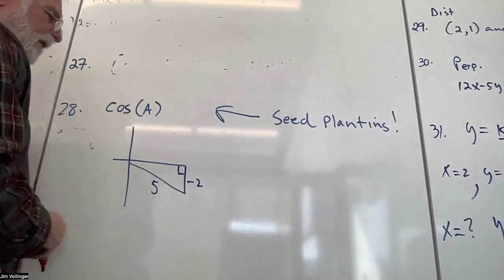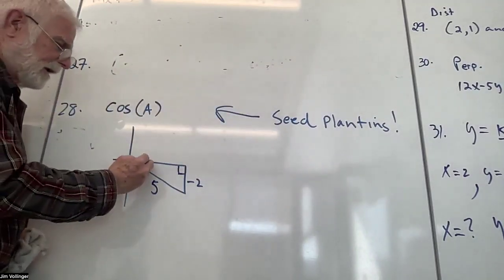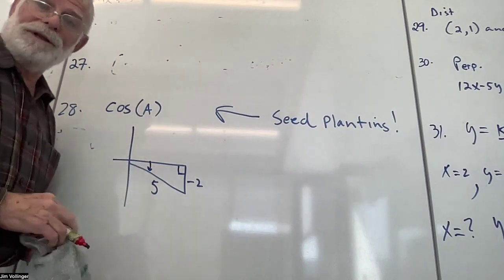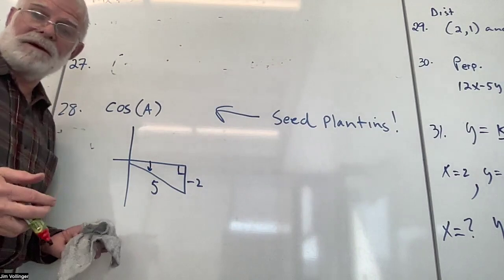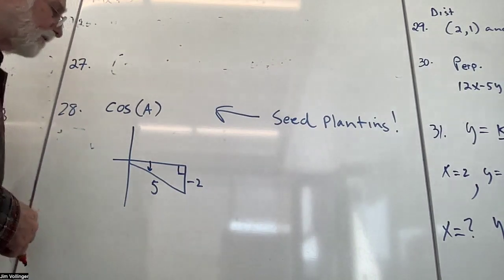All right, cosine of A. Time to do some seed planting. I'm going to look at that angle in a minute, and I'm going to tell you my guess, and then I'm going to check Google at the end to see how close I am, because I've learned something in the last couple of weeks. All right, so I'm looking for the cosine.